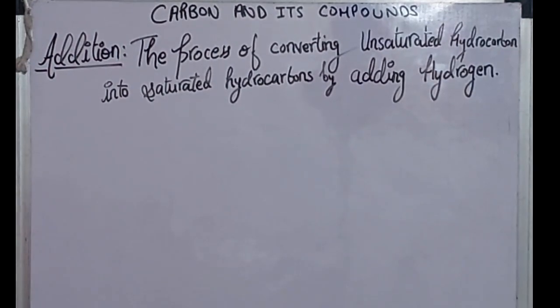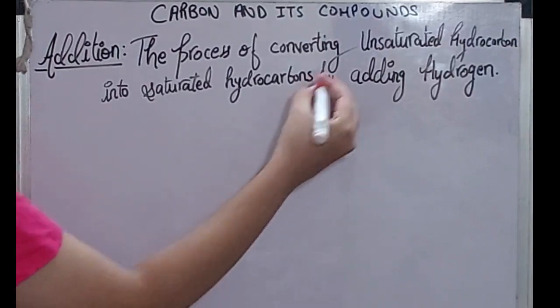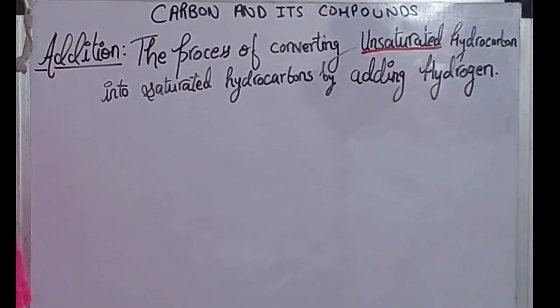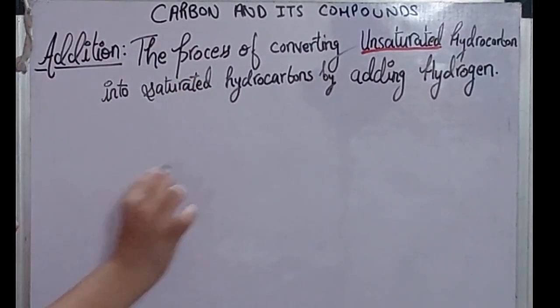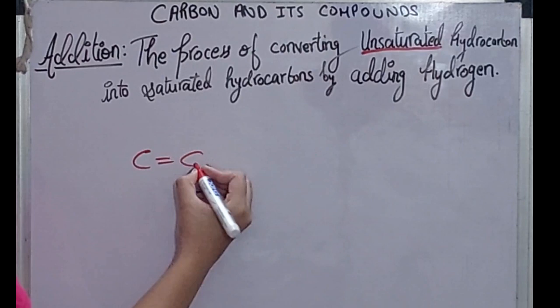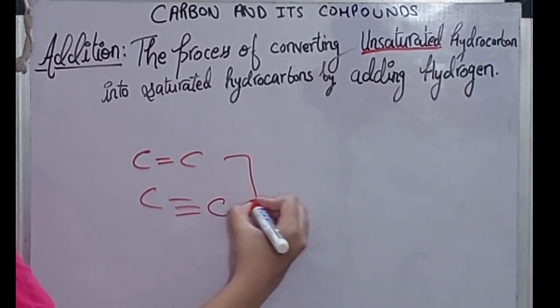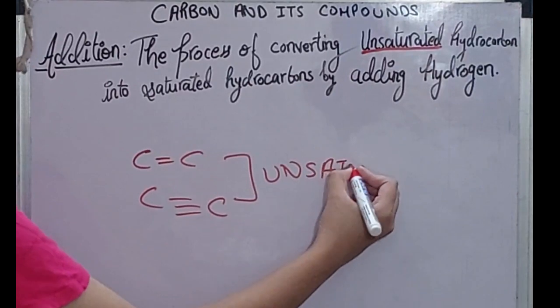The process of converting unsaturated. Here, what do you mean by unsaturated? I hope by this level, you all know what unsaturated hydrocarbons are. Unsaturated means the alkenes or alkynes. Or in a simpler way, the carbon compounds having a double or triple bond between the carbons, like this or this. This is your unsaturated.